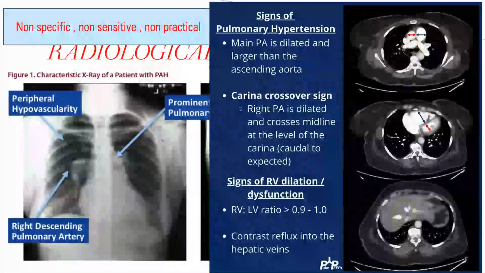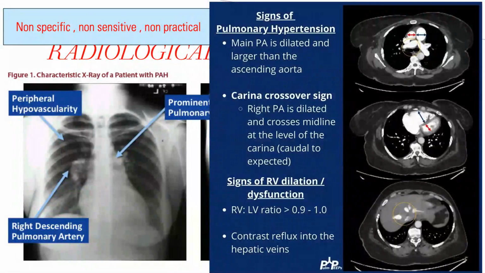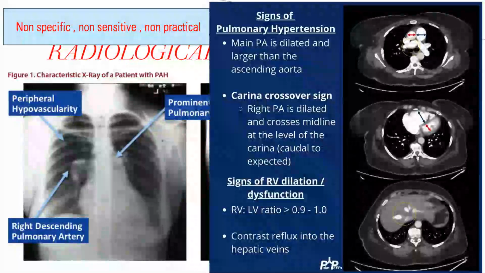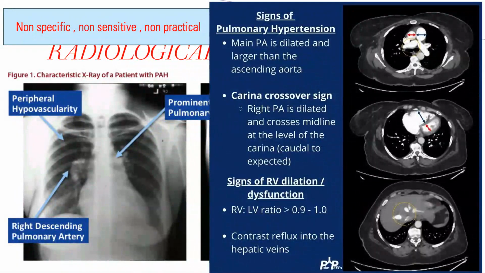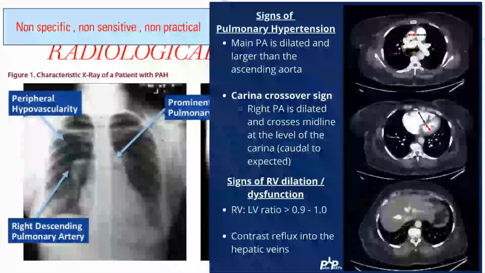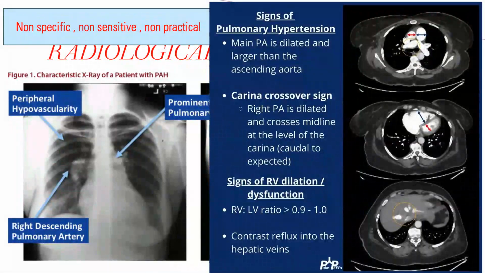And in the heart, we see the RV is markedly dilated, with shifting of the septum towards the LV. In the liver, there is systolic or diastolic reflux because of the filling of the right RV in diastole. So in diastole there is contrast reflux into the hepatic veins. It is radiological, not sensitive, not specific.